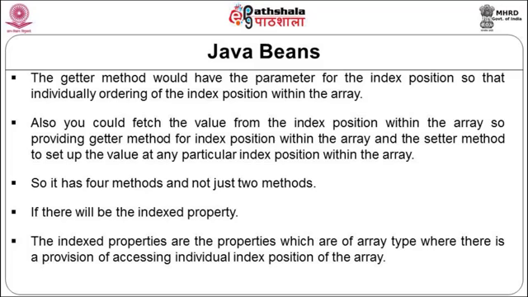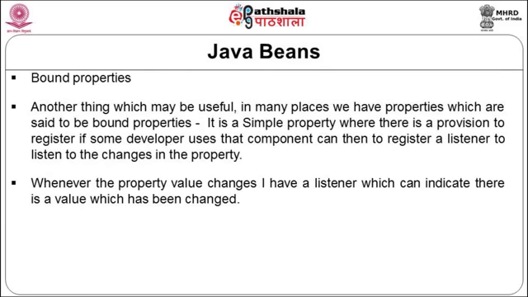So, it is four methods, not just two methods, if it is an indexed property. Indexed properties are properties which are of array type, and where there is a provision for accessing individual index positions within the array as well. Another kind of thing which may be useful in many places is properties which are said to be bound properties.